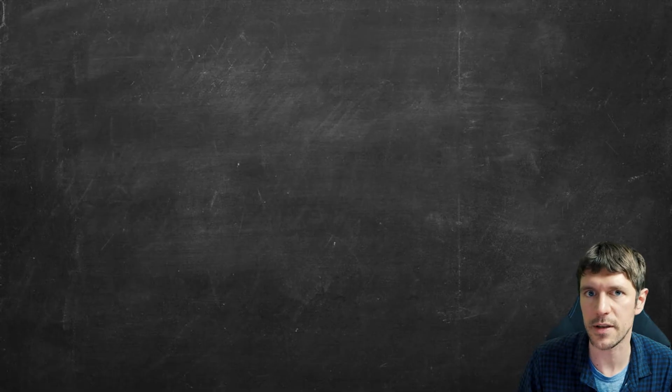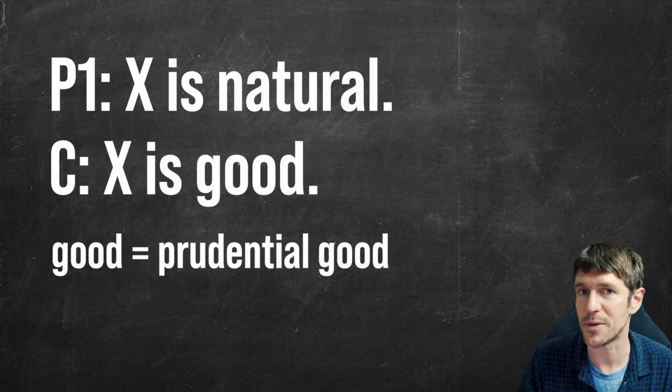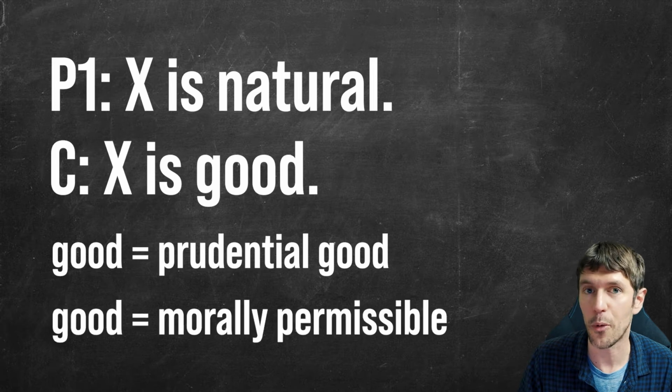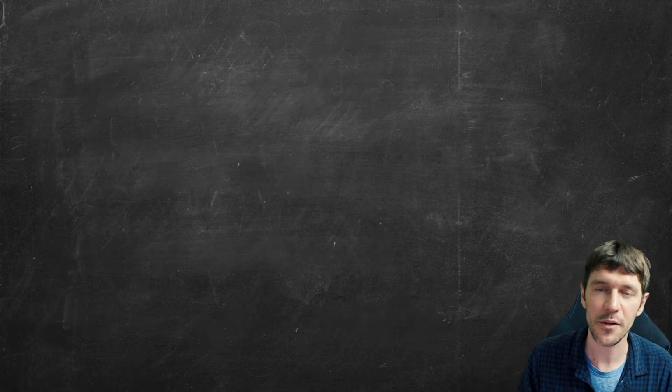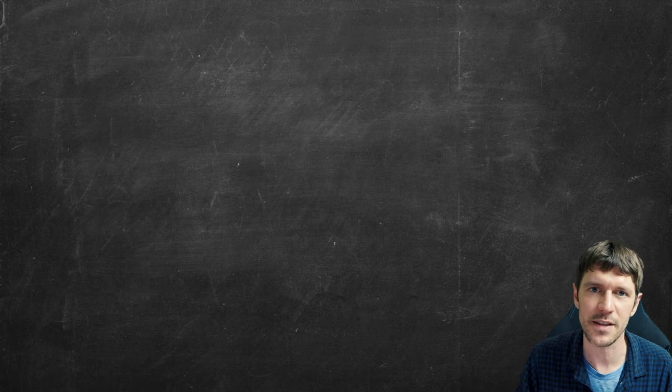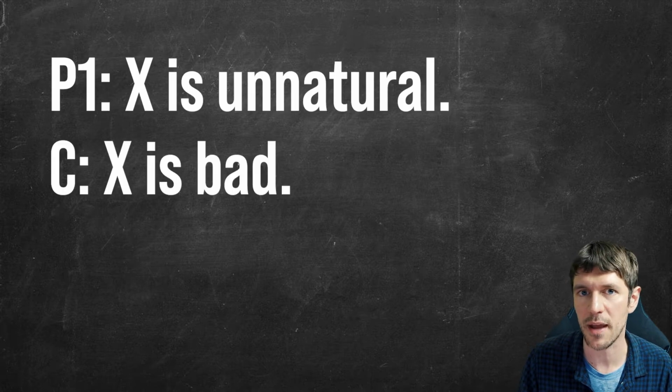You commit the appealing to nature fallacy when you reason as follows. X is natural, therefore X is good, either prudentially, which means makes your life better, or morally, which means you should do it or it's permissible for you to do it. Another way you might commit the appealing to nature fallacy is to reason from something being unnatural to it being bad. So you might say X is unnatural, therefore X is bad. That is, makes your life worse or is morally wrong.